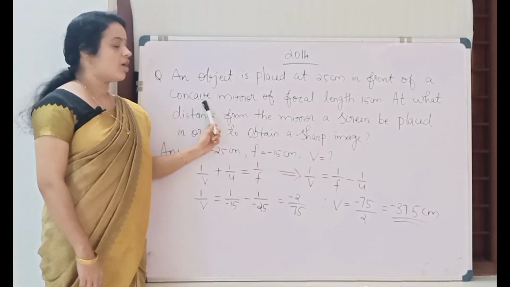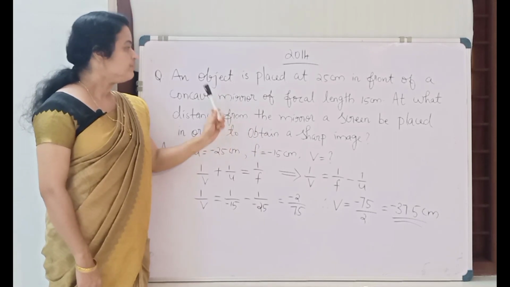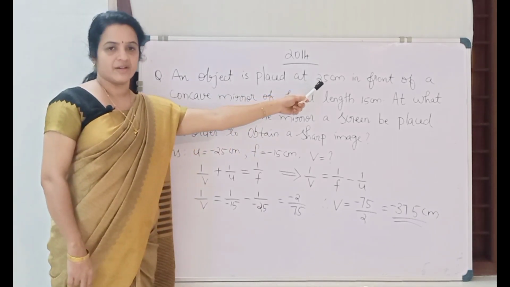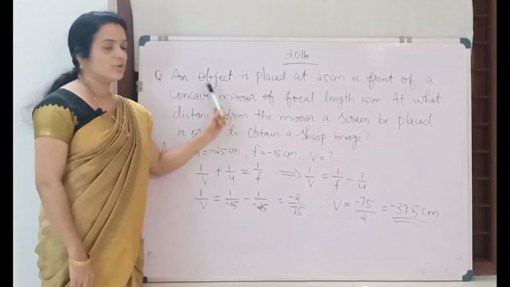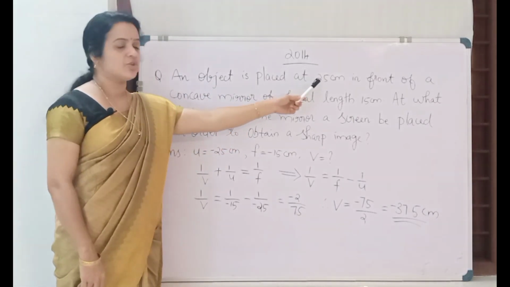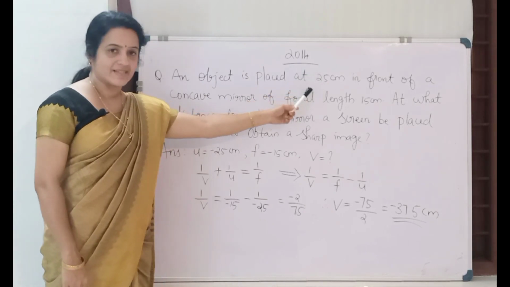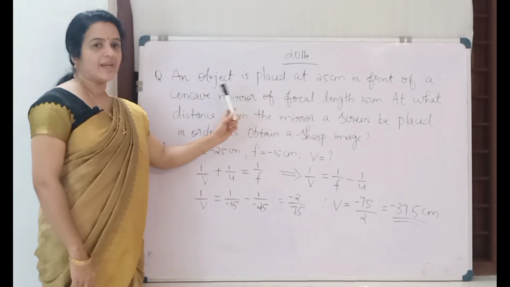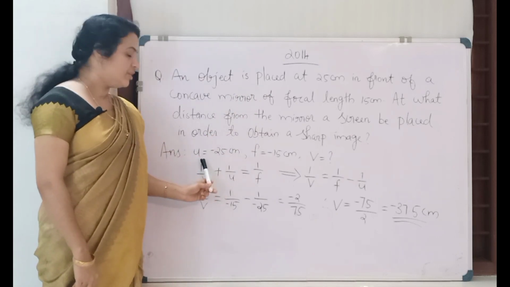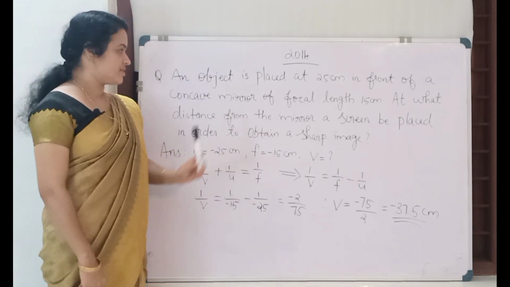Question: we have a concave mirror. The object is placed in front of the concave mirror, and the distance from the mirror to the object, that is the object distance, is 25 cm. So for a concave mirror, u is taken as negative. So u will be minus 25 cm.